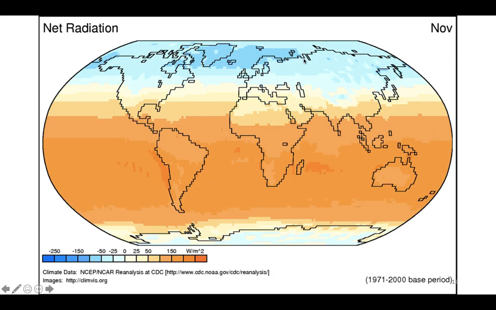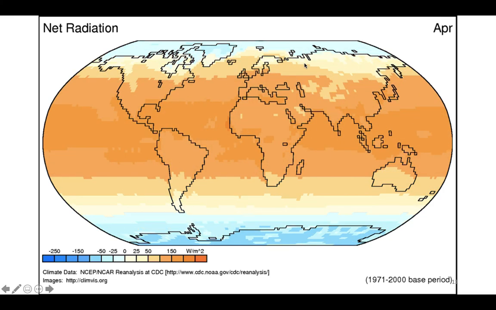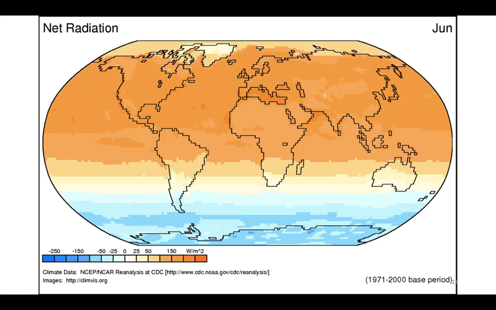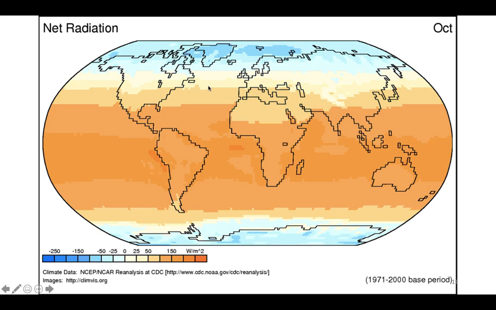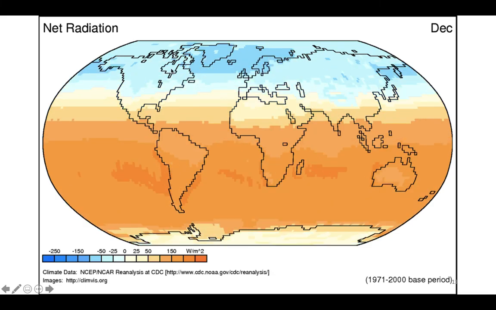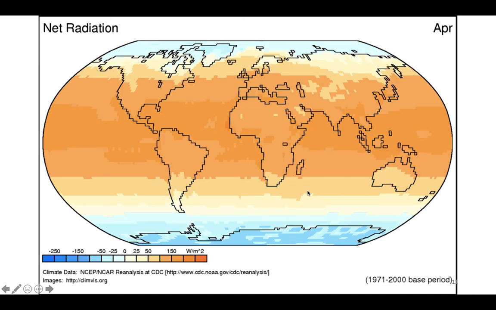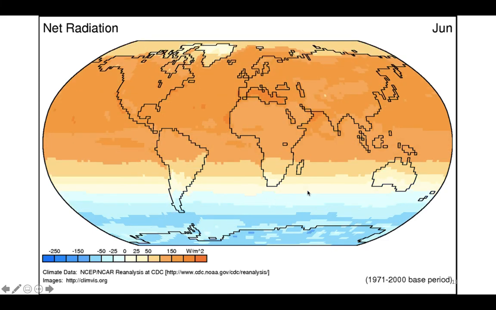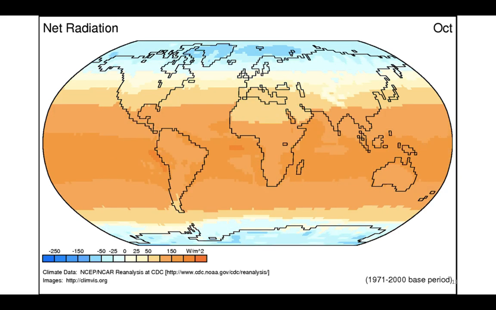Now, net radiation actually changes over time, and this is discussed in your book, but I thought this GIF really illustrates why that changes. So let's wait until it refreshes over in January. So here it is in January. You can see the net radiation. The high points are moving up the globe into July. So you've got high points at the North Pole happening.